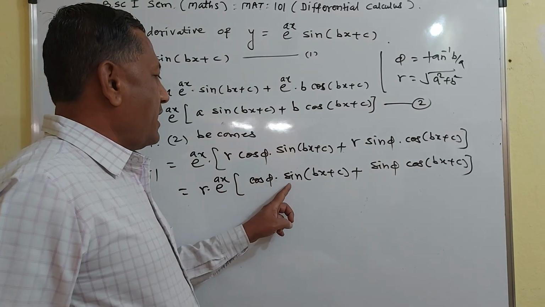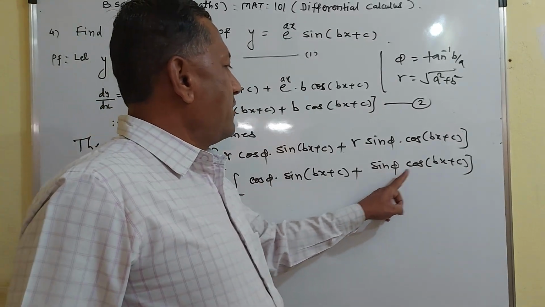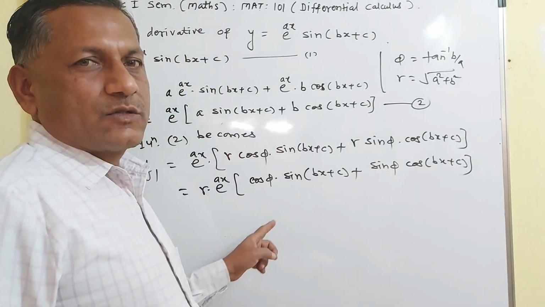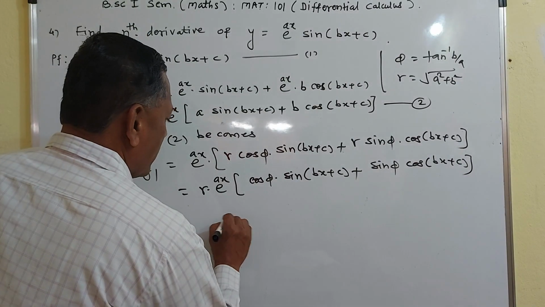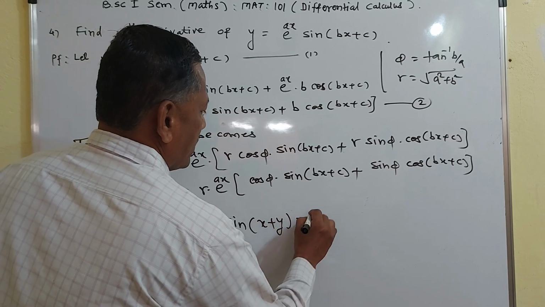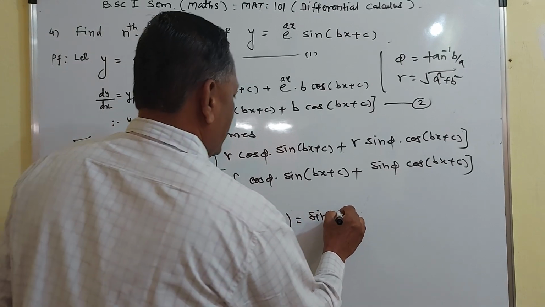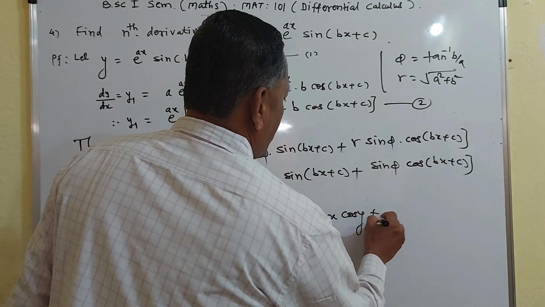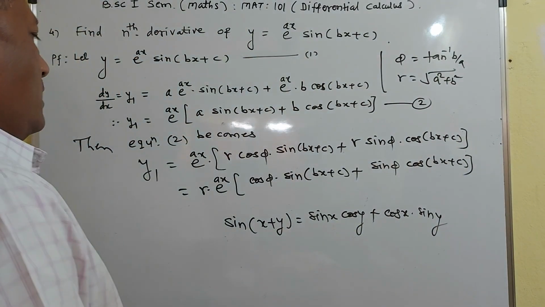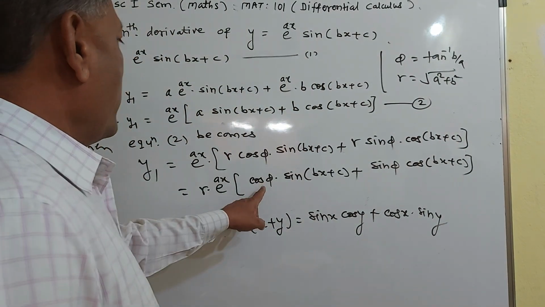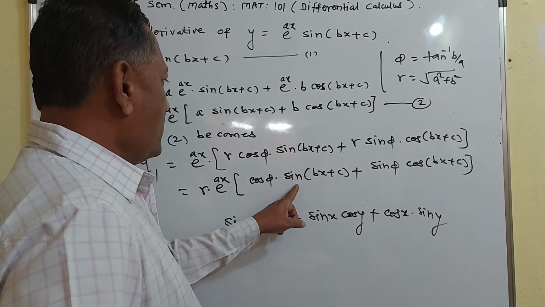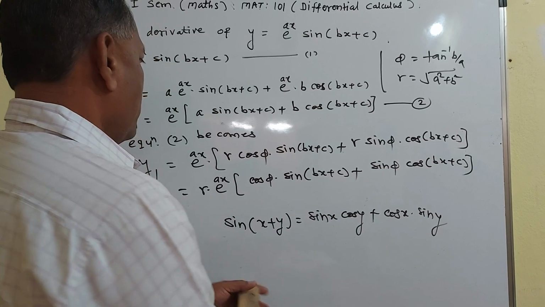Now what is this? Cos of phi into sin of bx plus c plus sin of phi into cos of bx plus c. You know the formula for sin of x plus y. We know that sine of a plus b, or x plus y, is equal to sine x into cos y plus cos x into sine y. So using this formula, this is the sine of bx plus c.